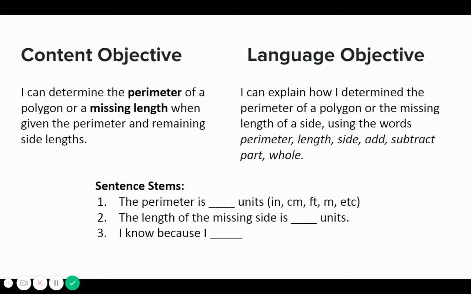And our sentence stems are: the perimeter is blank units, inches, centimeters, feet, meters, and so on. Or the length of the missing side is blank units. Same thing, we can use the measurement units I just talked about. And the last sentence stem is: I know because blank. So we're just going to explain how we find the perimeter or how we found the missing length.